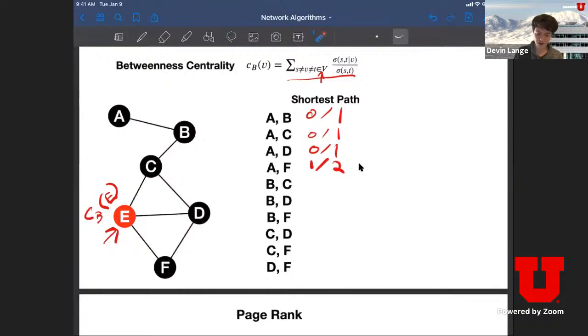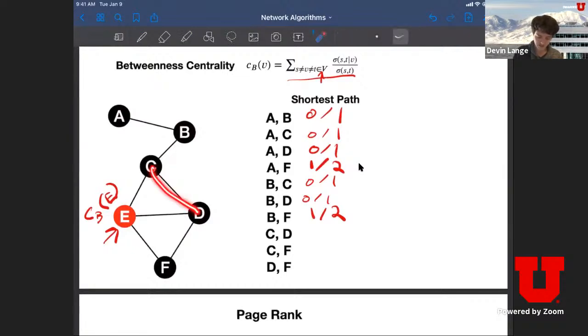And if we repeat this process mechanically, B to C doesn't include it, B to D doesn't include it. So let me mark those 2 down. And then if we look at B to F, we get the same situation. There are 2 shortest paths from B to F. 1 includes E and 1 does not. So we are going to give that 1 out of 2.